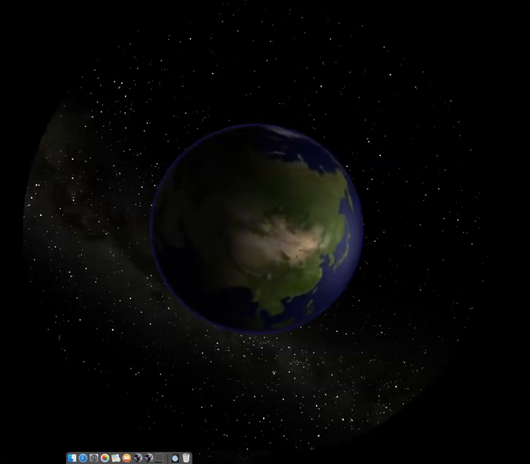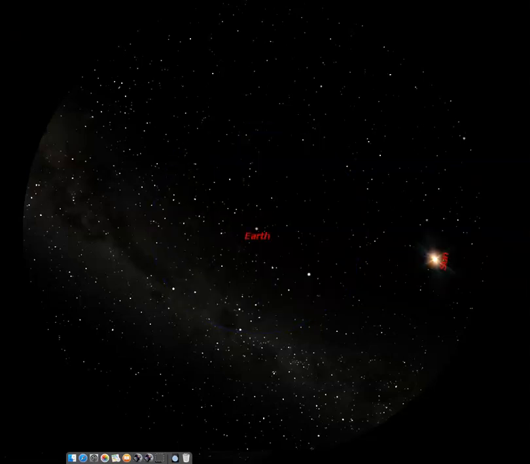We're going to move further out into space. Here we are, 200 million kilometers from Earth. Here you can see where the sun is. And here's the Earth.